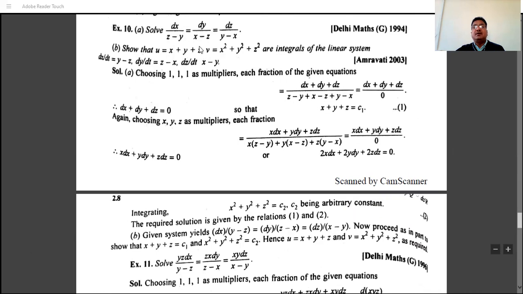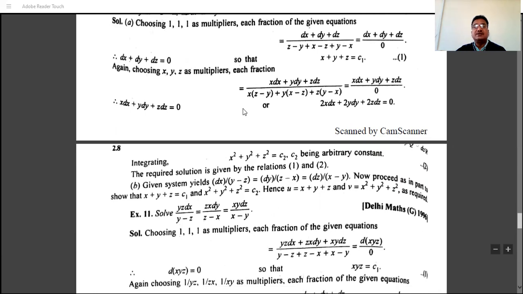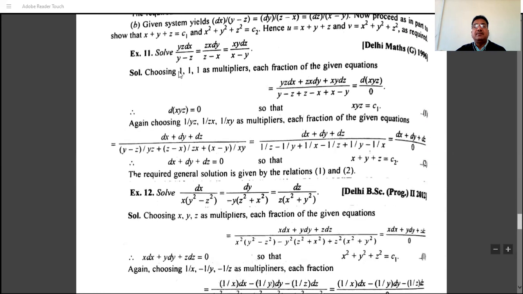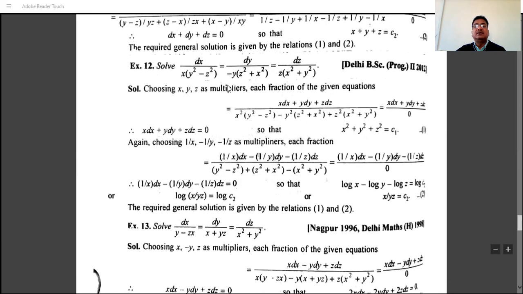Only write problem number A. Don't write problem number B, 10B. So multipliers are 1, 1, 1 and x, y, z. These are the two sets of multipliers. For problem number 11, the multipliers are 1, 1, 1 and 1 by yz, 1 by zx, 1 by xy. So these are the two sets of multipliers.